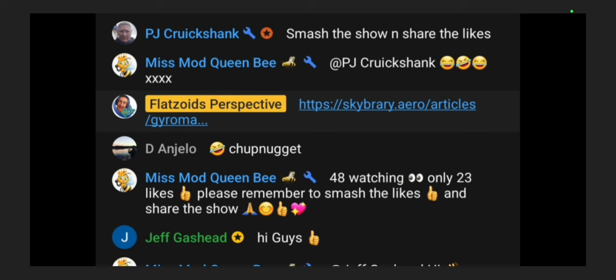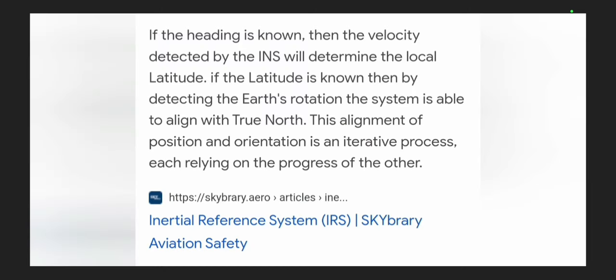Why bring it up then, Flatzoid? We can see that you like to cite Skybury Aero. And this was the gyromagnetic compass that you tried to strawman Bob with. So being as you like Skybury Aero as a citation you accept, let's take a look. So from Skybury Aero, we can see if the heading is known, then the velocity detected by the INS will determine the local latitude. If the latitude is known, then by detecting the Earth's rotation, the system is able to align with true north. Not magnetic north, true north.